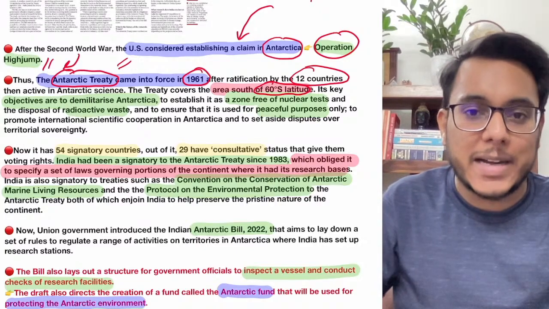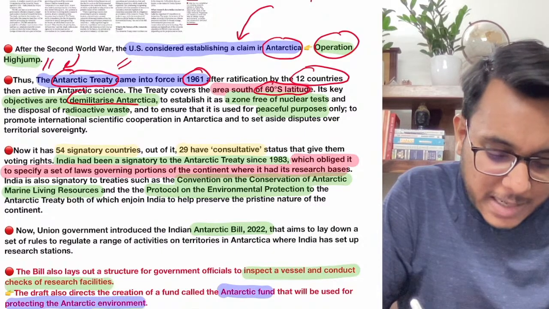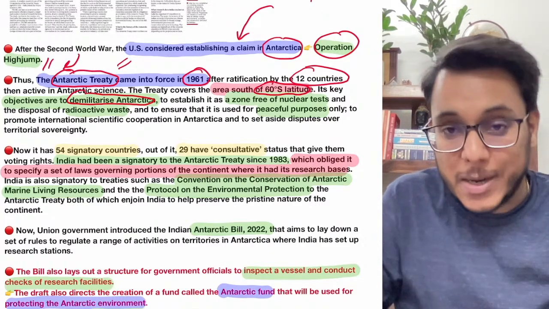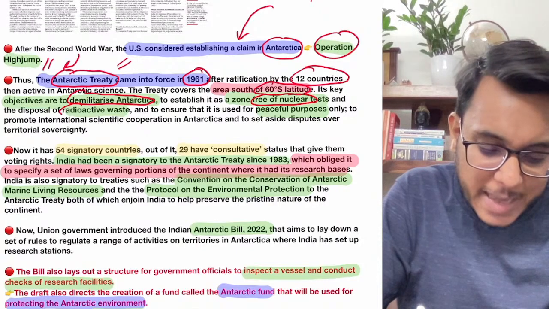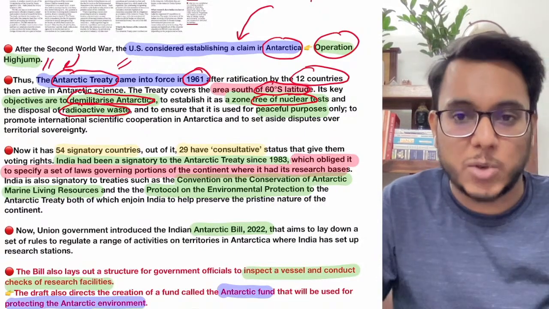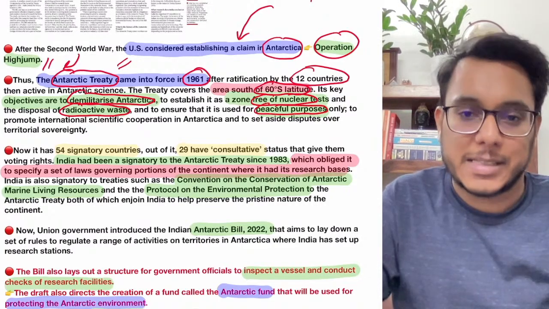It has been provided that the purpose of this particular treaty is to demilitarize the Antarctica. This particular region should be free of nuclear tests. There should not be any disposal of radioactive waste into this region. The region will only be used for peace as well as science.